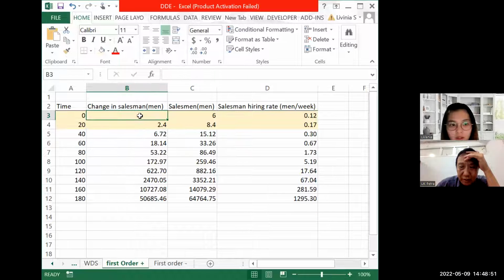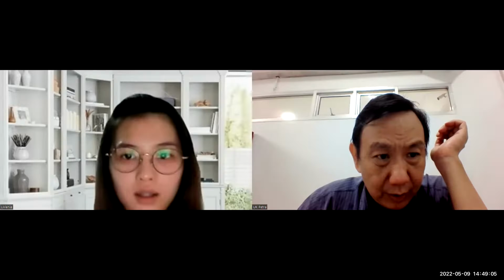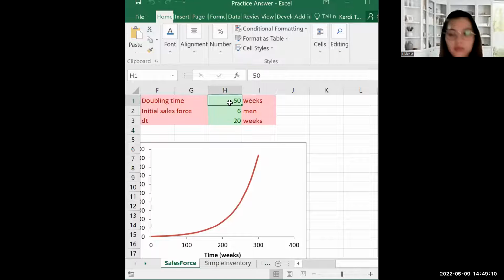You can set dt. Example, I give you like this. I will show you. I will stop your sharing a little bit. Okay. So here I put the parameter here. Can you see? I put the parameter. So doubling time 50, right? So I put the name here, doubling time.